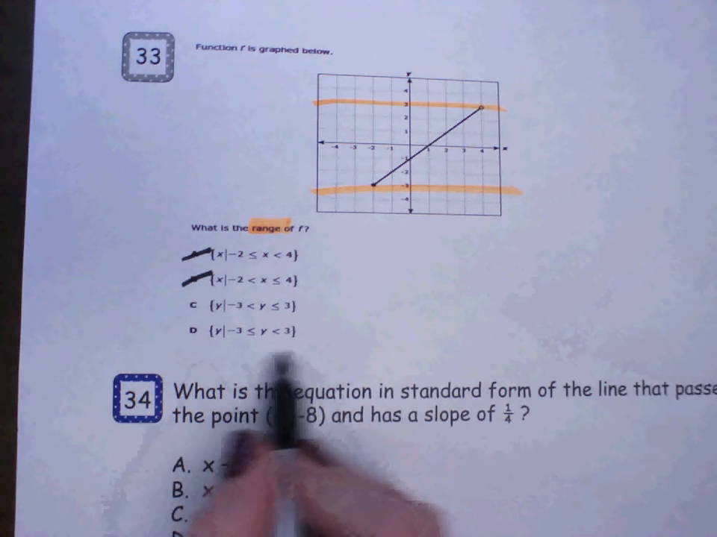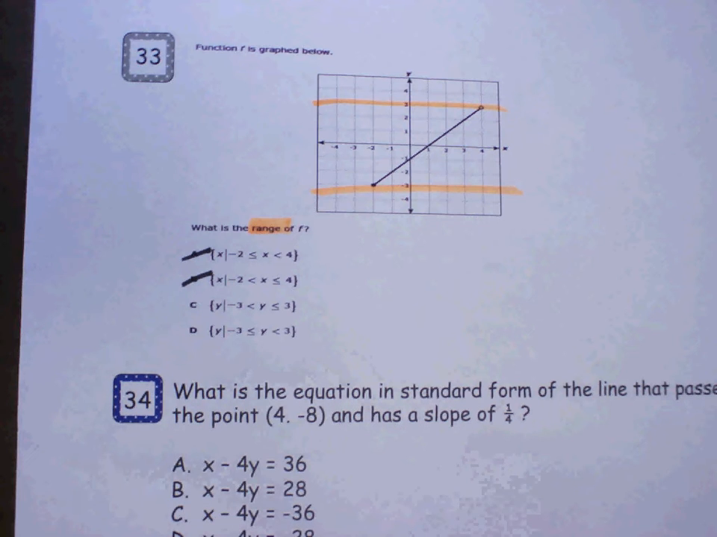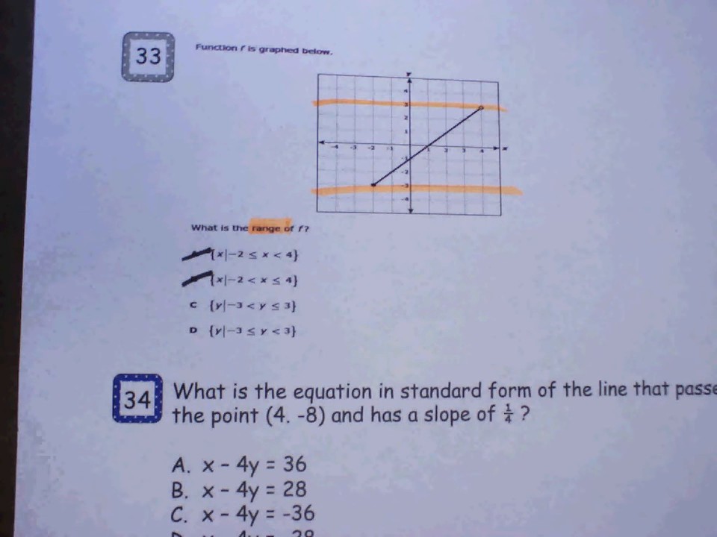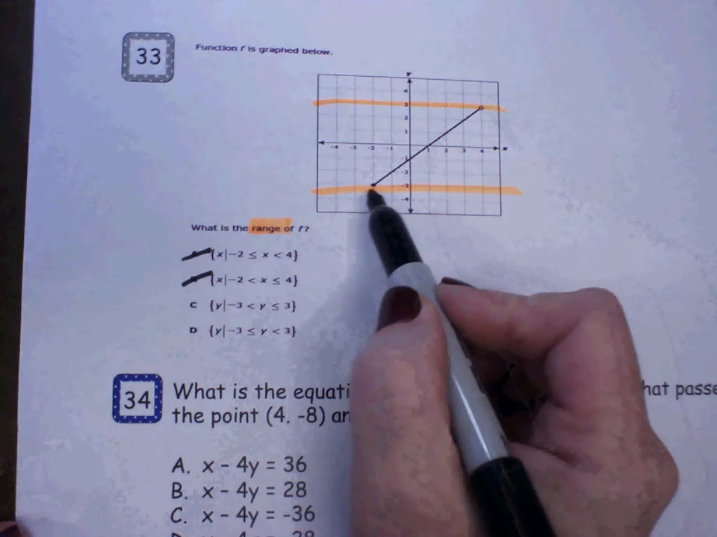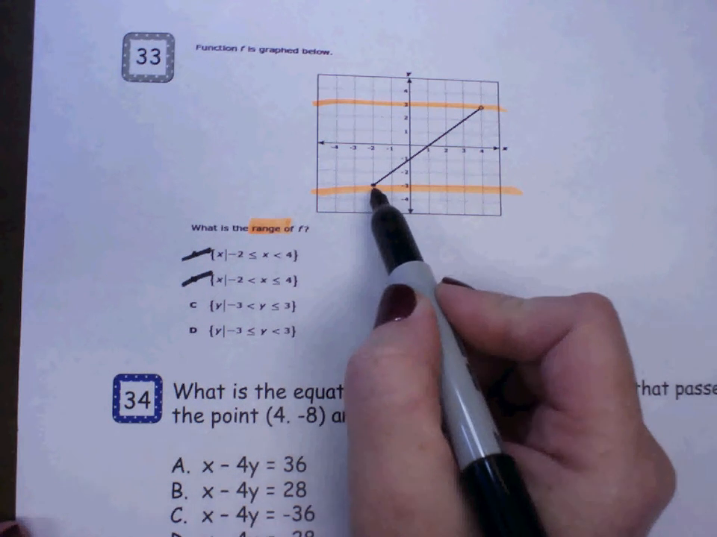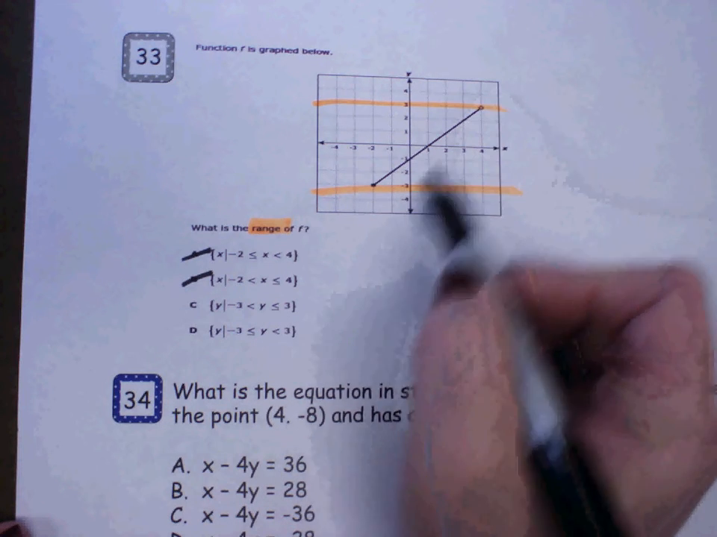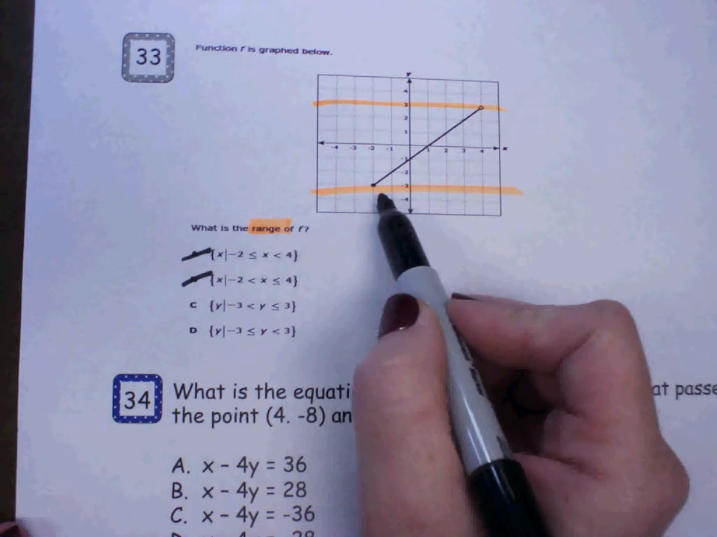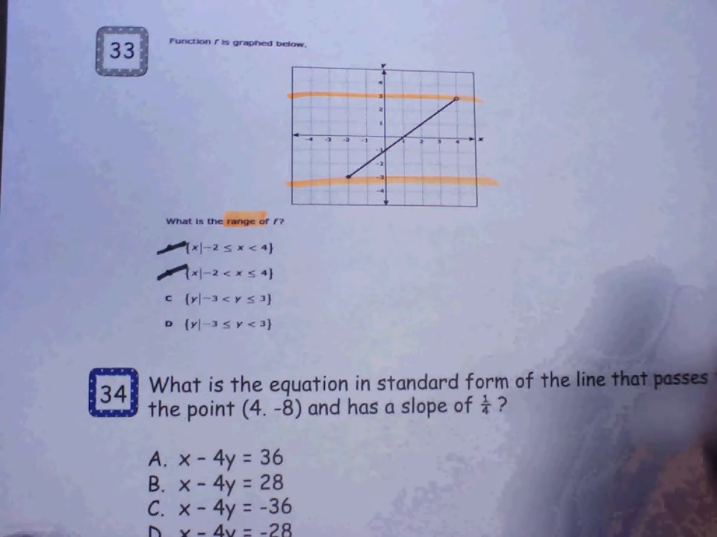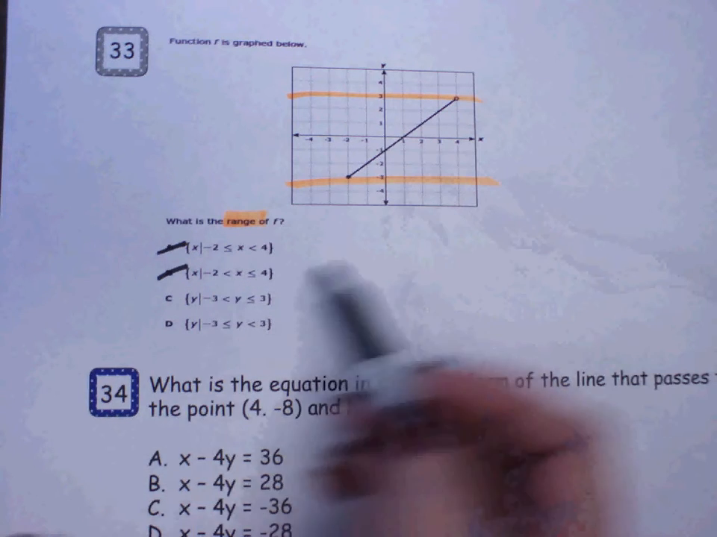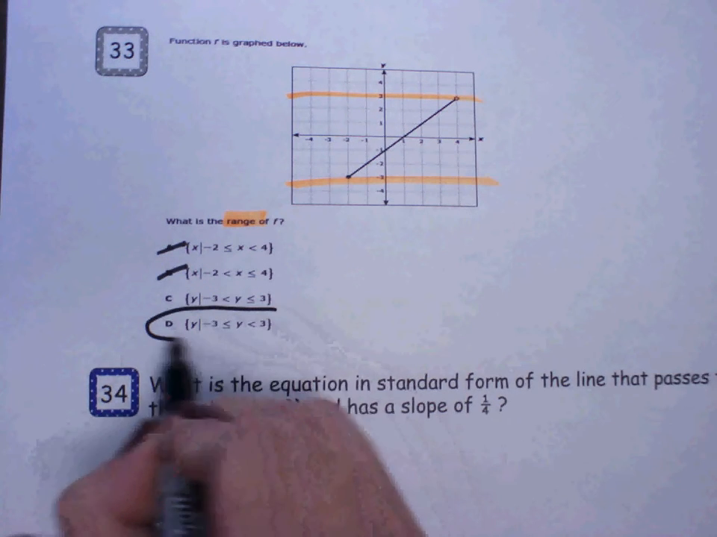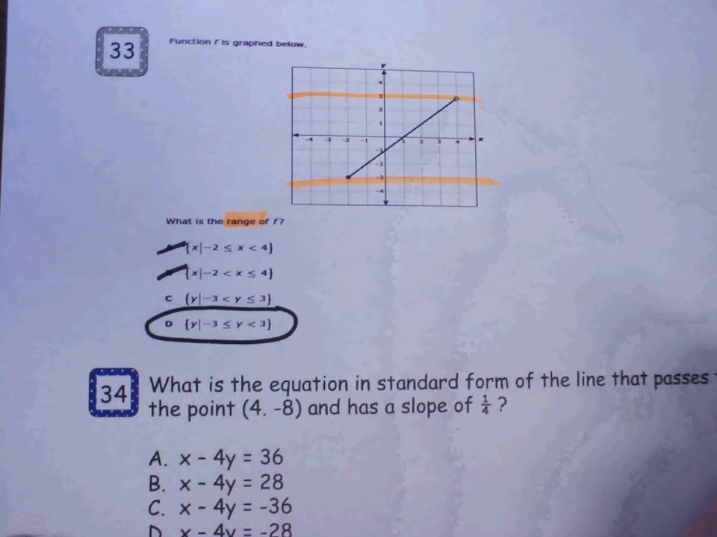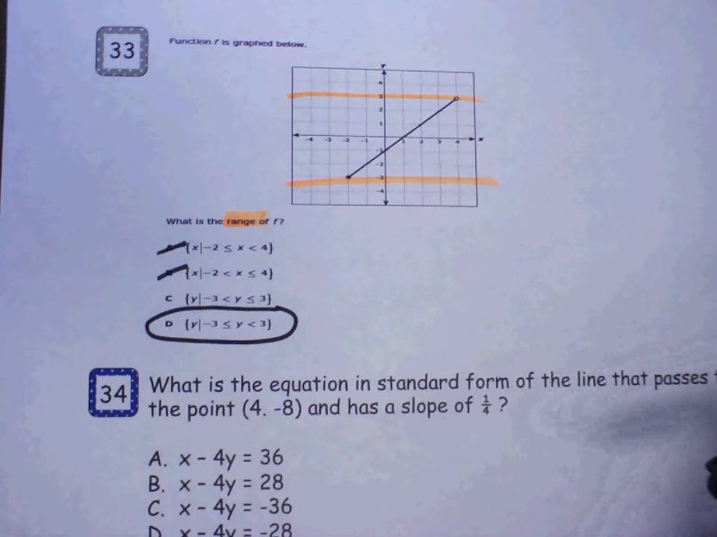Now that doesn't help because both of them have them. But one of them, very good, this one is empty and that one is full, right? That's a shaded circle, that's an empty circle. Open circle, closed circle. So is it C or is it D? It's D. Very good. The negative 3 is included, but the positive 3, no, it's not.